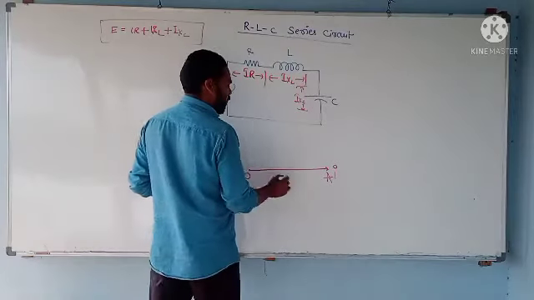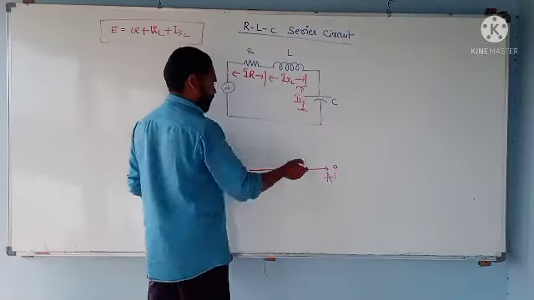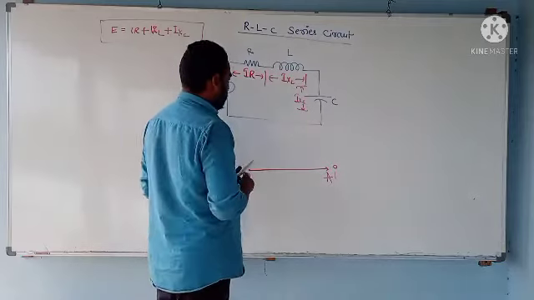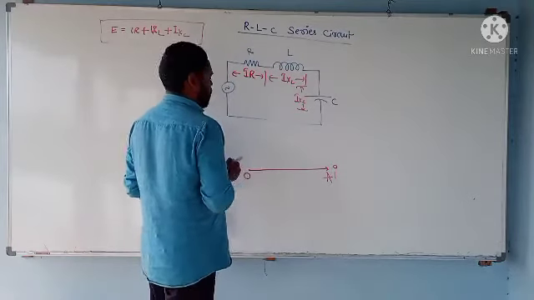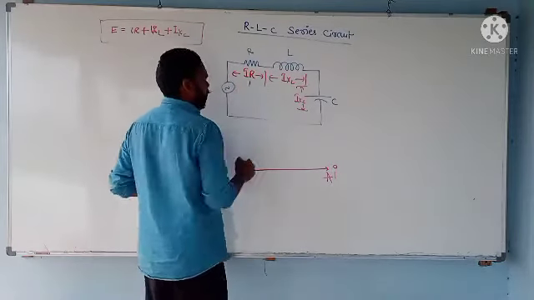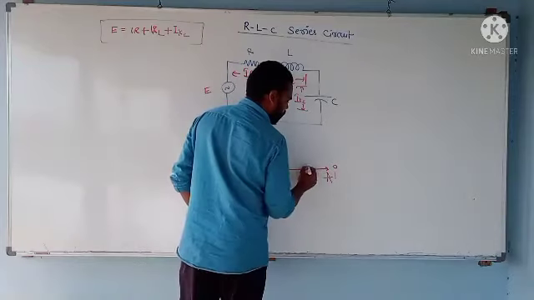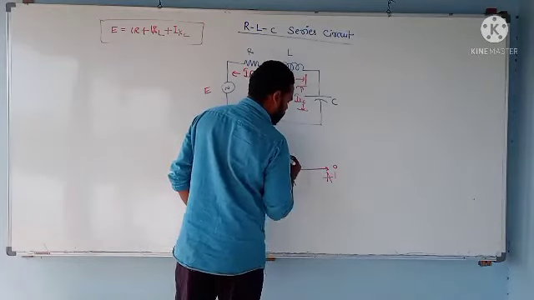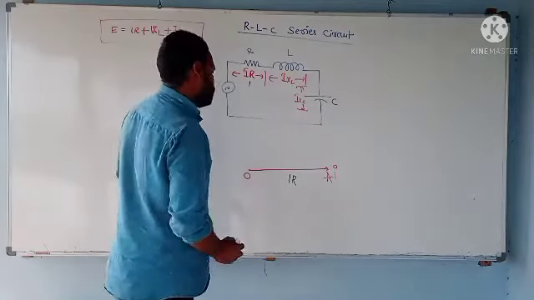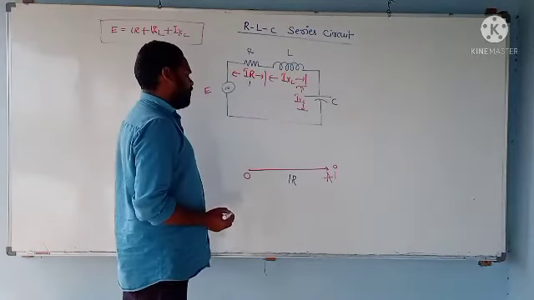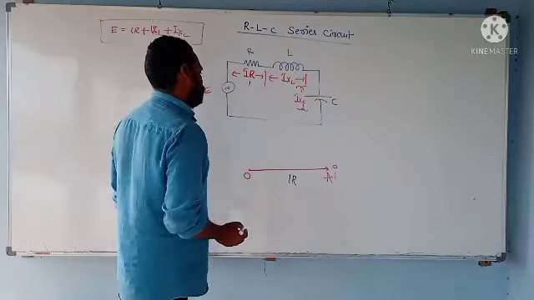Now come over here. OA is the reference vector. I have taken I as the reference. Now what is the first drop? The first drop is IR. I am writing IR in phase with I, because I said already that I is always in phase with voltage for a resistive load.